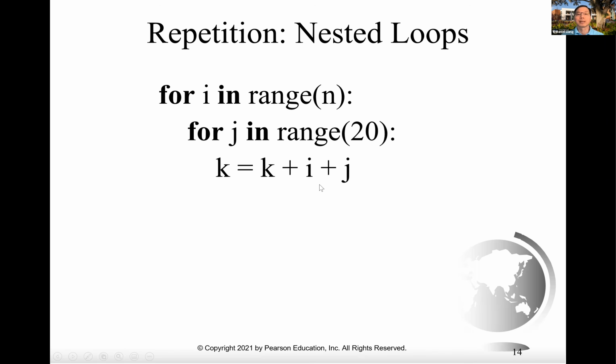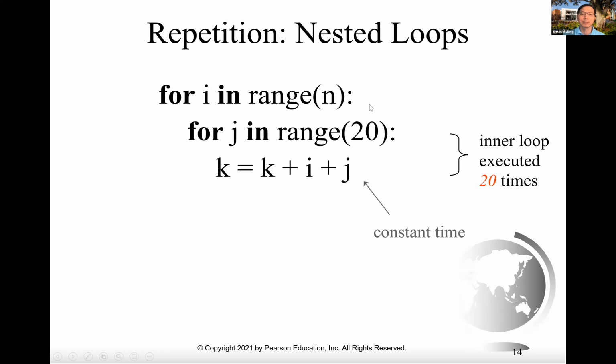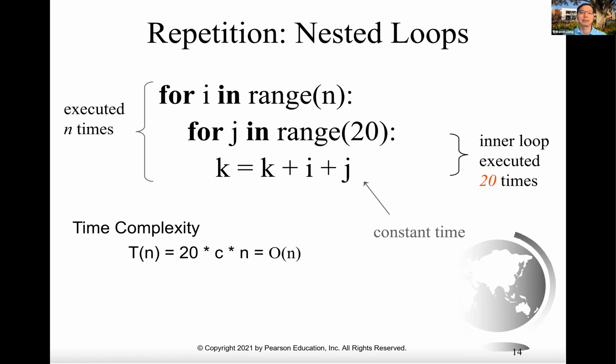So what is this? This is constant time, and this is 20 times this constant time. And the overall complexity is n times 20 times a constant time, and the complexity is order of n, so this is linear time. It doesn't matter whether it's 20 or 20,000, as long as it's a constant, it can be ignored, because we assume this n is very, very, very large, goes to infinity.